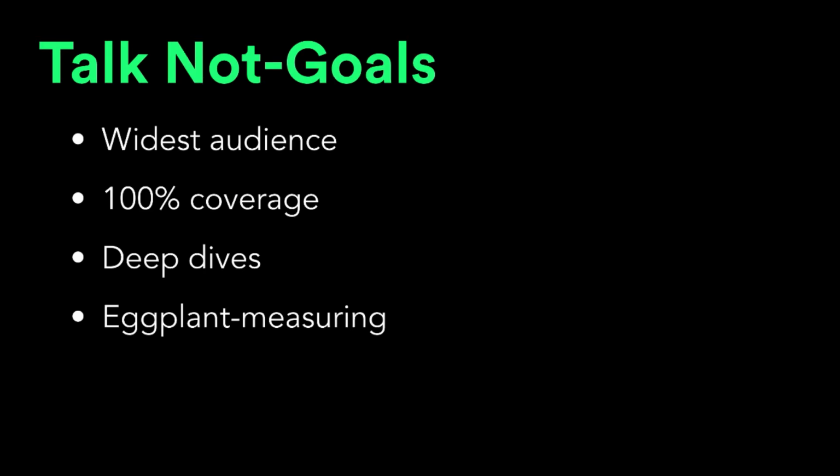So I'd like to go over some of the things that I'm deliberately not trying to do with this talk. I'm not trying to appeal to the widest audience here. So again, this is mostly a Java to Kotlin comparison. I'm not going to touch on every single thing which is good or bad about Kotlin. I'm not going to do a deep dive into any one particular aspect. And this is no eggplant measuring. This is not like, oh, this language is way better than this other language. There's going to be no put down of Java here. This is more of an objective measure, I hope.